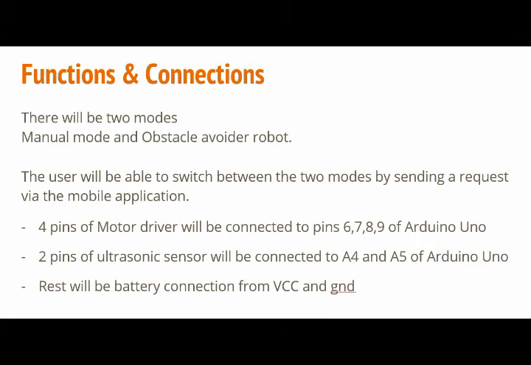The 4 pins of the motor driver will be connected to pin numbers 6, 7, 8 and 9 of Arduino Uno, and the pins of the ultrasonic sensor will be connected to pin numbers A4 and A5 of Arduino Uno, and the battery connection will be to the VCC and the ground. So this is the basic circuit diagram and explanation of how connections will be done.